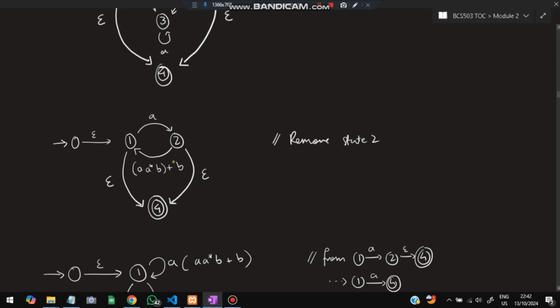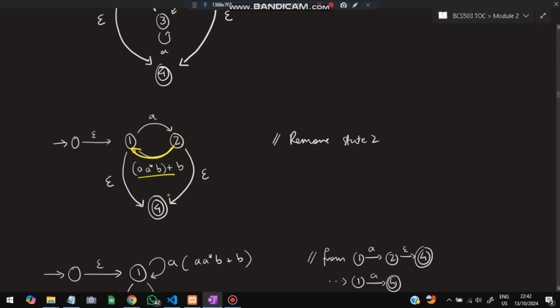After that you have to eliminate 2. See how I'm considering what to eliminate. The starting state is connected here, so that we'll consider at last, which is farthest from it. Here 2 is there and 4 is the final state. We cannot eliminate this one. You have to eliminate the intermediary states. So I've selected 2. Now from 2, how many outgoing are there? One outgoing is this one. This is pretty simple.